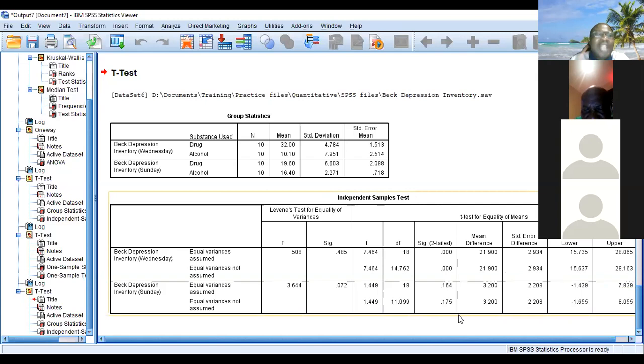Another one. Let's now run the paired T-test. I have a question, sir. Yes, sir. Using a T-test here, I don't know the scale. Is it the scale used in measuring this depression?